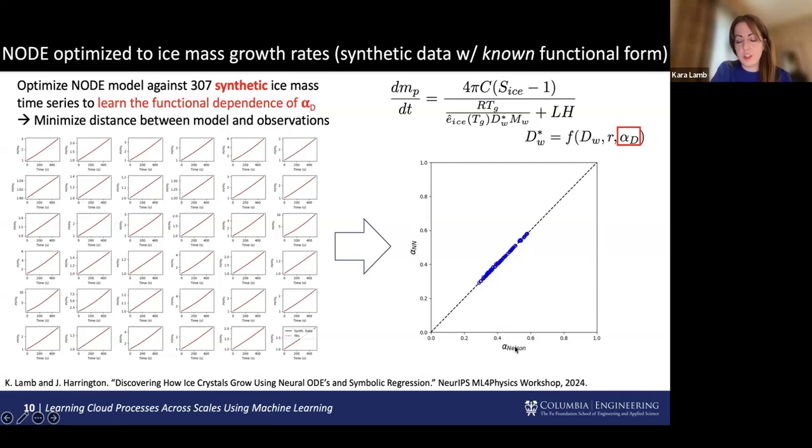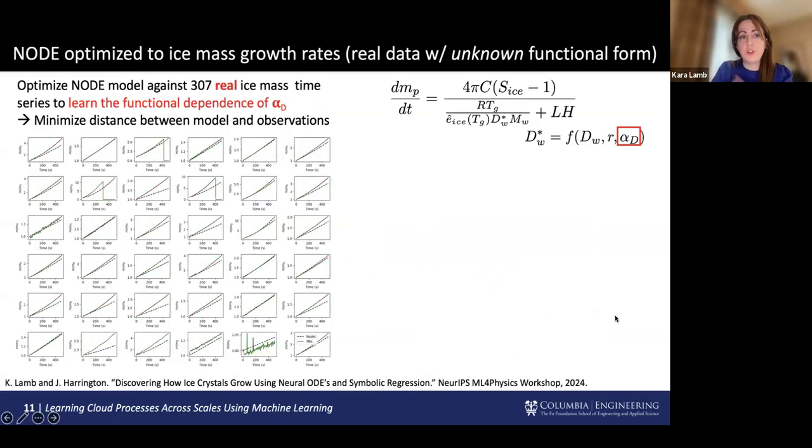And I should say this is actually a pretty complex function. It's like a hyperbolic tangent function. So it's able to do a very good job of recovering the true value for alpha. So since this works fairly well on the synthetic data set, I'm then going to apply this to the real data set of these 307 ice crystals.